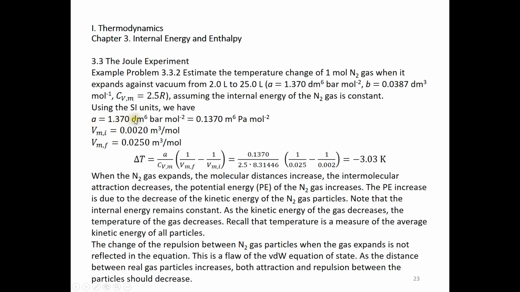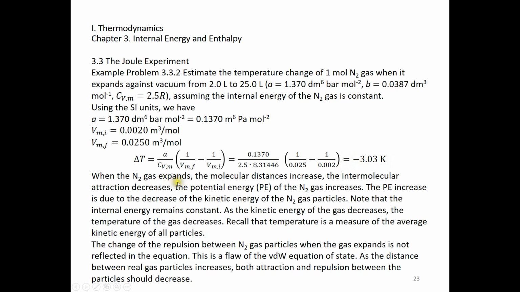First, we convert this A from non-SI units to SI units. Again, this is decimeter to the power of 6. We convert it to 10 to the power of negative 6 meter to the power of 6. And 1 bar is 10 to the power of 5 pascals. So therefore, we did this conversion. This 1.3 becomes 0.13. And then we have the molar volume for the gas in cubic meters per mole, just because meter is an SI unit. Now we compute delta T using this equation. We're plugging all those values in SI units. In the end, we get negative 3 Kelvin.